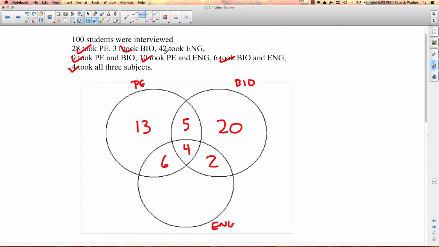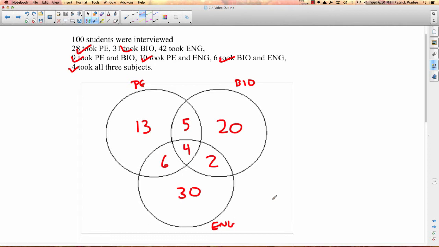And finally, 42 took English. So that's this circle. We have 6 plus 4 is 10, plus another 2 is 12, and it says 42. How much more do we have to add to 12 to get 42? We have to add 30. Great. Are we done? Well, actually we're not done, because what have we still not filled in? We still haven't filled in the universal set.